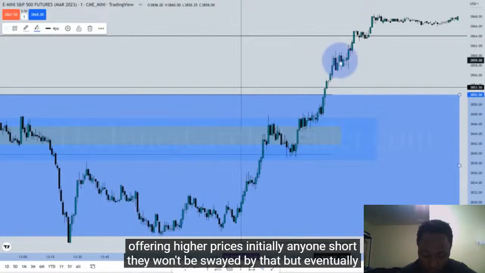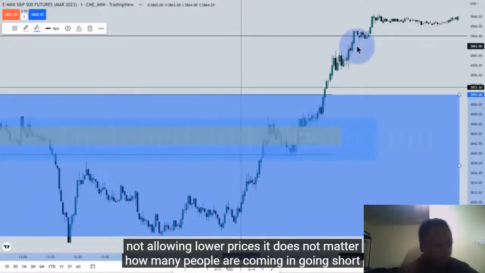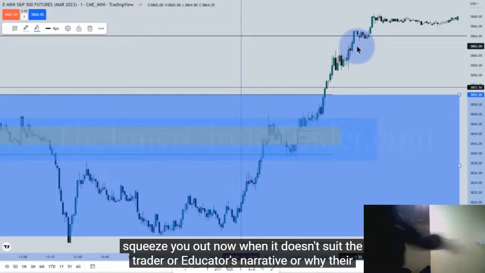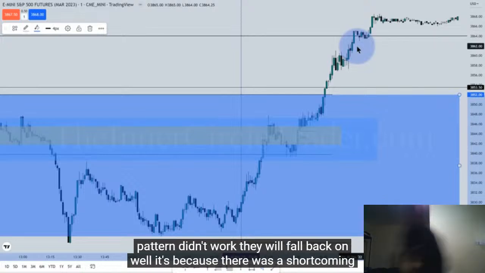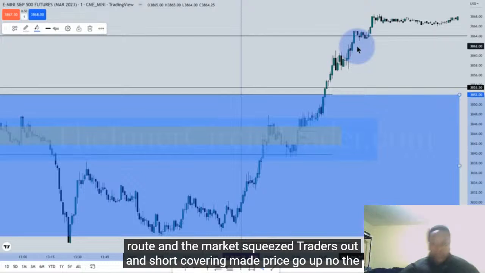Initially, anyone short won't be swayed by that. But eventually, as it just keeps grinding higher, offering higher, and not allowing lower prices, it does not matter how many people are coming in going short. That doesn't matter. If the algorithm is going higher, it's going higher, and it's going to squeeze you out. Now, when it doesn't suit the trader or educator's narrative for why their pattern didn't work, they will fall back on, well, it's because there was a short covering rally and the market squeezed traders out, and short covering made price go up.